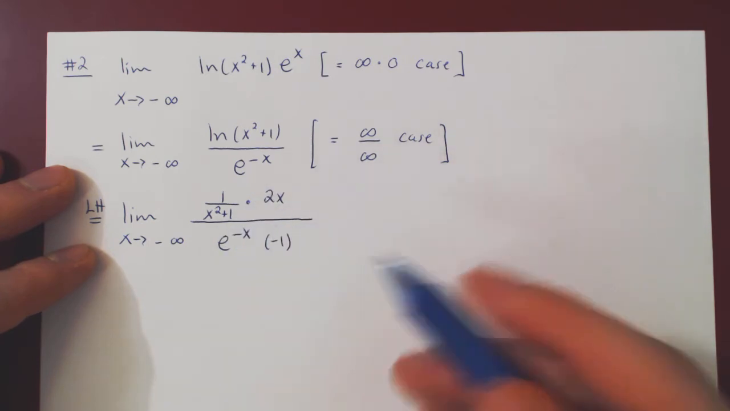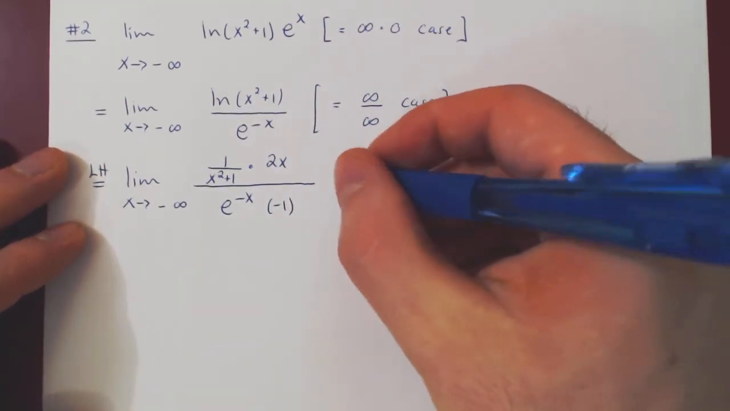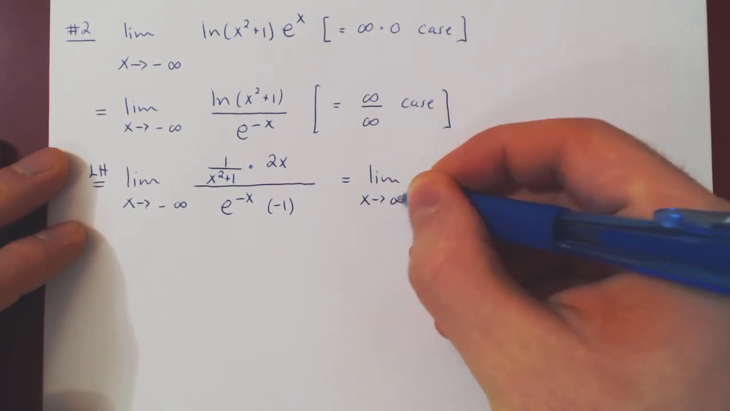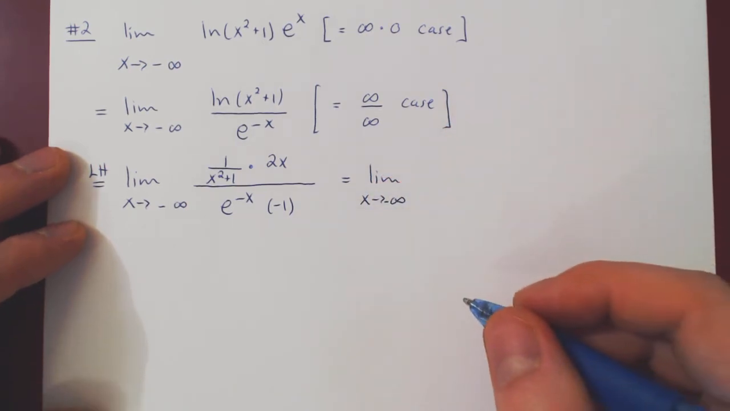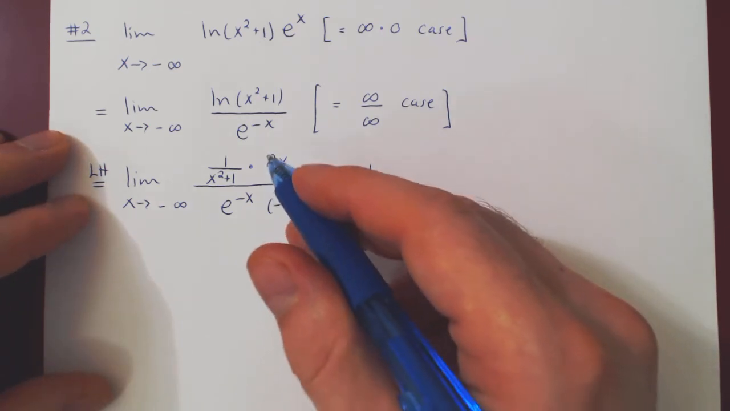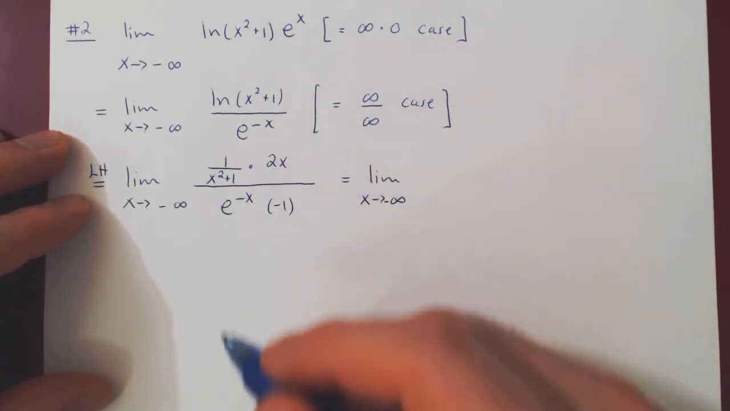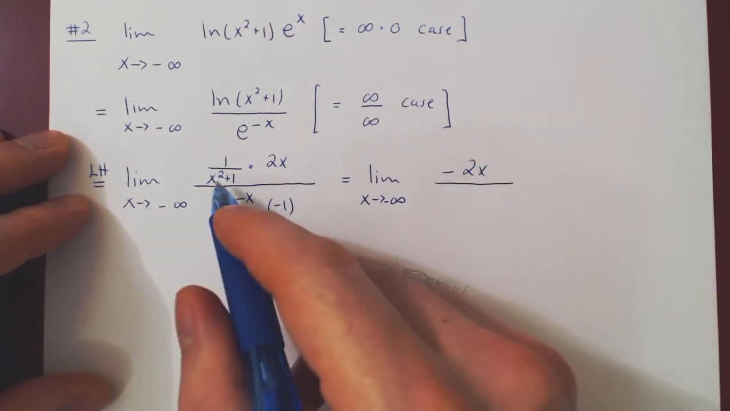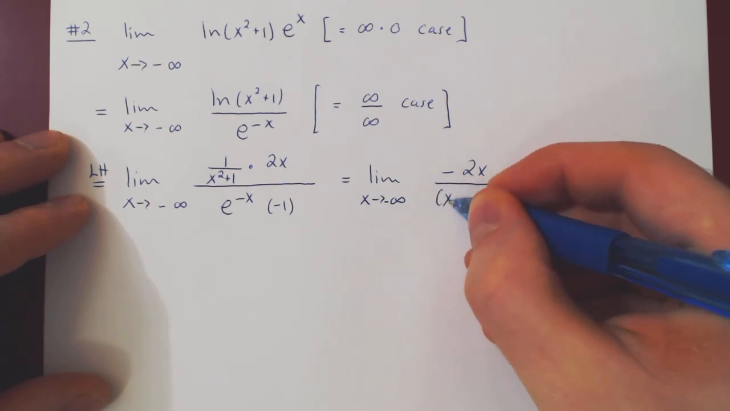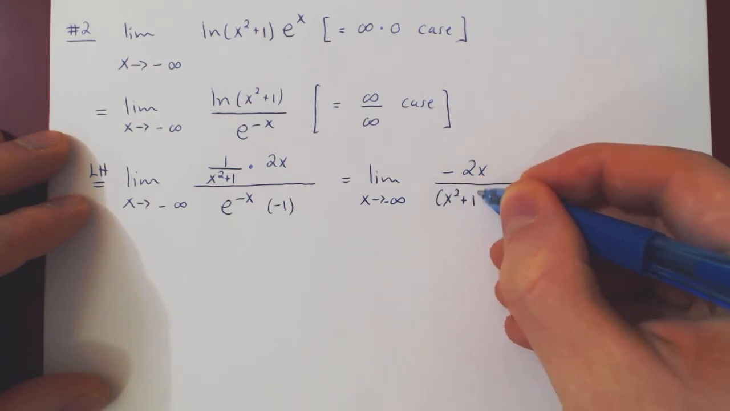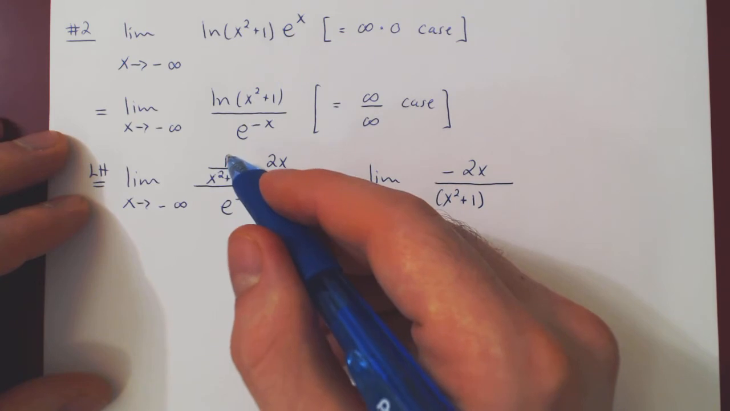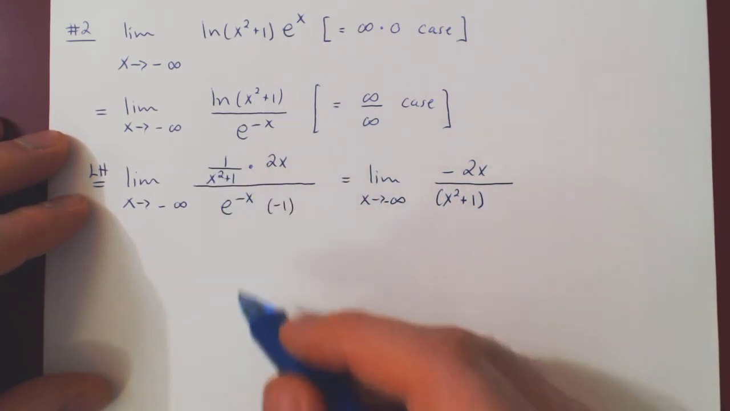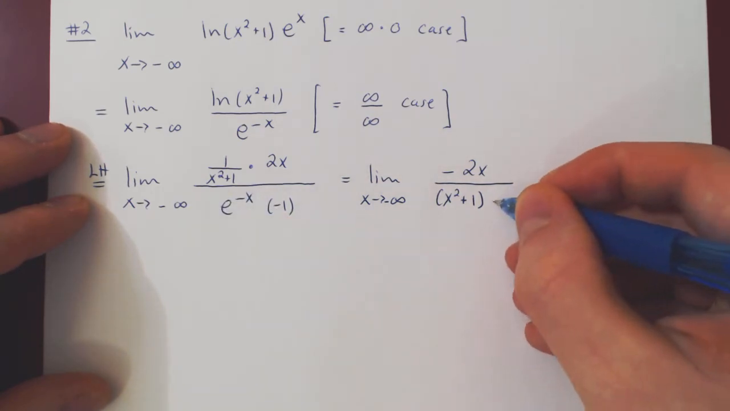Before we look at our case, we can clean this up a little bit. A negative 1 times 2 is negative 2, so we'll have negative 2x on the numerator. And if we send this term down, x squared plus 1, because again, if you multiply by 1 over something, you just divide by the same expression, and we have an e to the negative x.